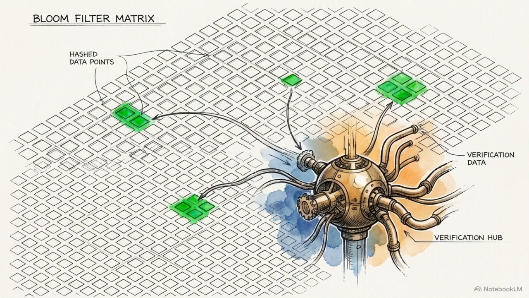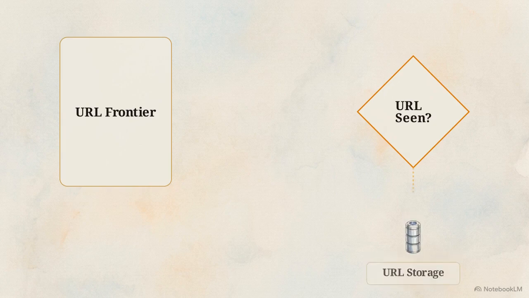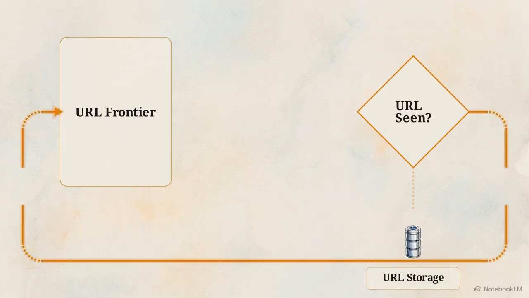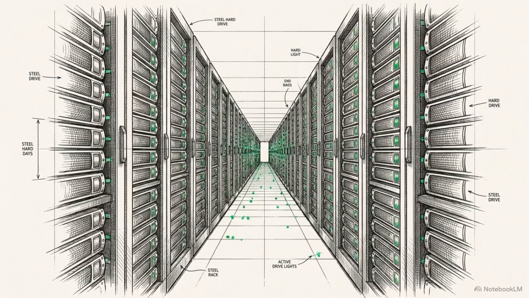This component uses a massive Bloom filter and memory-backed hash table to check if we have ever queued or crawled this exact link before. We save only unique URLs to URL storage to persist the crawl state, then route them back to the frontier to restart the cycle. This strict URL deduplication stops spider traps, ensuring the crawler only moves forward into unmapped territory.